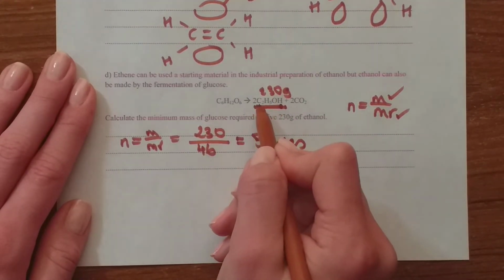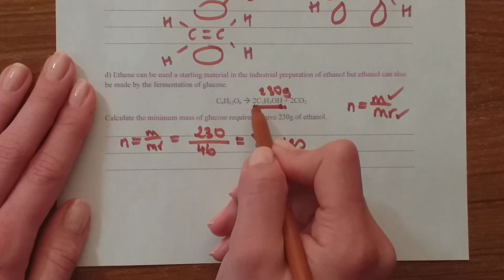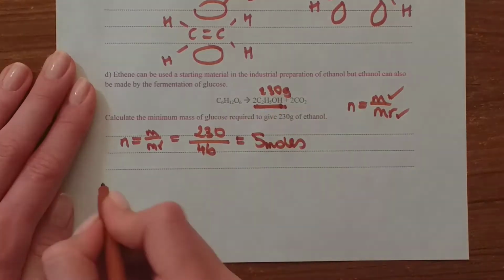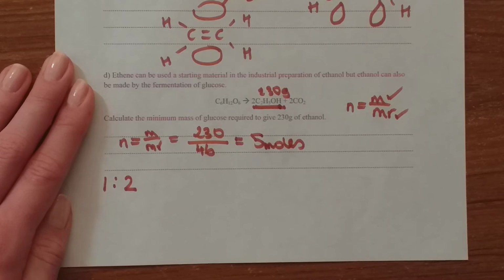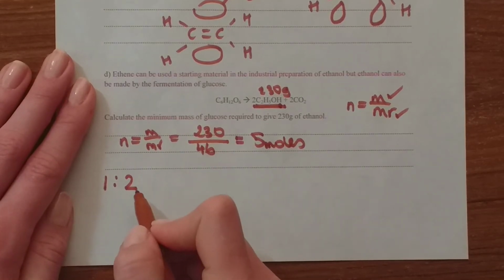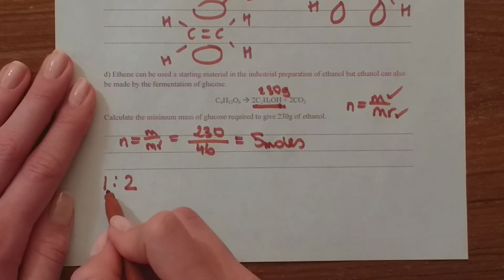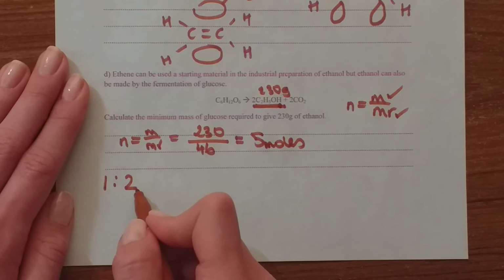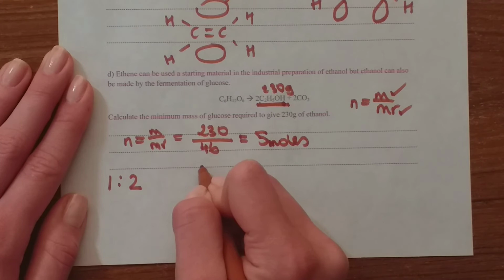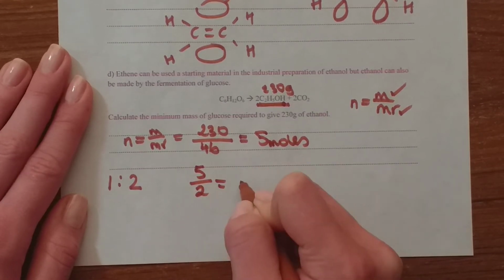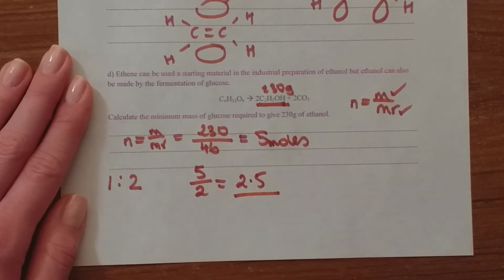As you can see, we have a 2 in front of this ethanol, which means glucose and ethanol are in ratio 1 to 2. So for every 1 molecule of glucose, we have 2 molecules of ethanol. So if you find 5 moles of ethanol, we have to divide it by 2 to find the number of moles of glucose, which is 2.5.